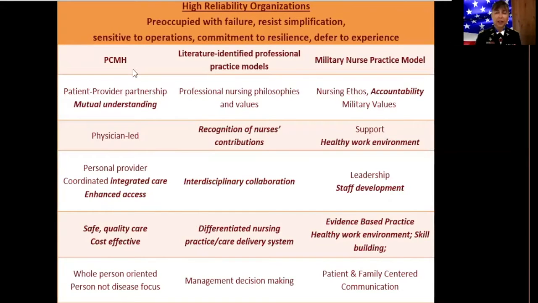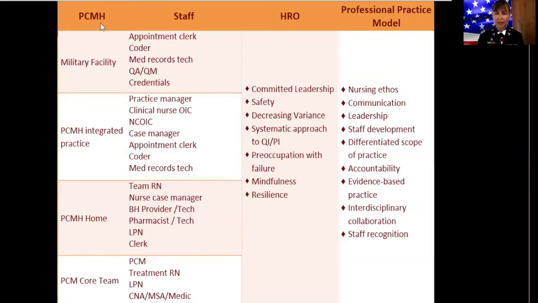This slide shows a little bit more in depth. One of the structures available to military facilities is patient-centered medical homes. In the middle column here is the scientific or literary evidence behind these models and professional nursing practice itself, all under the umbrella of high reliability organizations. Looking across, you can see the synergy of each and where everything fits together and enhances the practice of the other. This is a deeper dive, and we'll refer back to this slide multiple times.